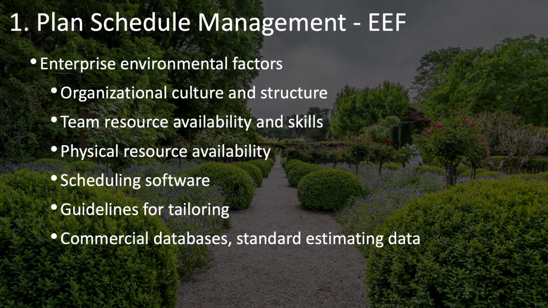The list of enterprise environmental factors begins with organizational culture and structure. This makes sense, of course, because if you have an organization that is more functionally organized, that means that the project manager will have little or no authority, and this will affect your ability to schedule the resources that you need. On the other hand, if the organization is more project-oriented, you'll have a lot more authority and a lot more control over the resources and their scheduling. In the middle, you have matrix organizations, in which this power is shared between the project manager and the functional managers.